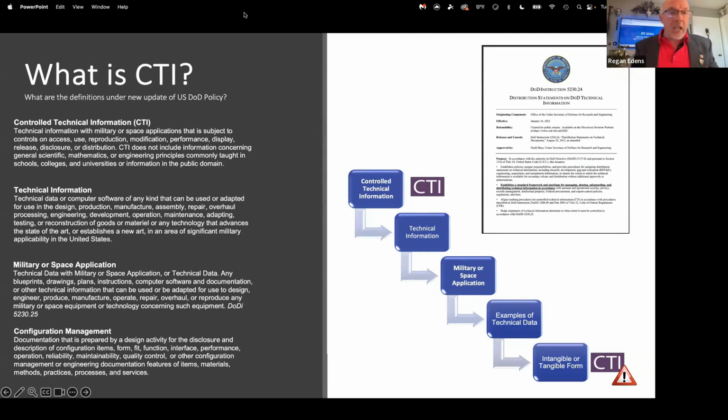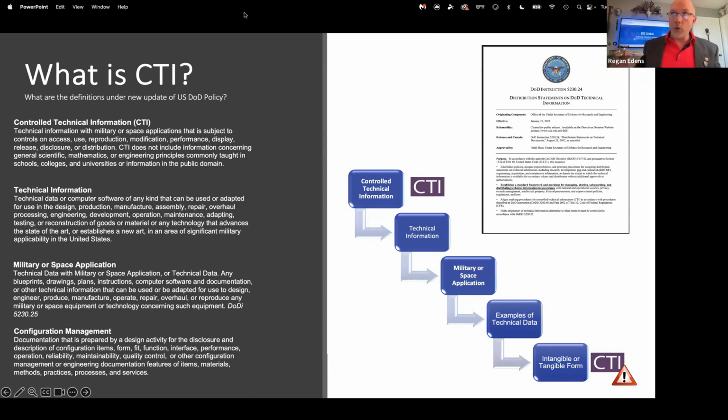Okay. So controlled technical information has a specific definition, just like everything within DFARS 7012 and the CMMC requirements. If you don't know that definition, you're wrong, because you can't determine what is and is not true without it. Controlled technical information is technical information with military or space applications that is subject to controls on access, use, reproduction, modification, performance, display, release, disclosure, and distribution. CTI does not include, and this is the only exemption for what is or is not CTI with regard to technical information within the DoD category, information concerning general, scientific, mathematical, or engineering principles commonly taught in schools, colleges, universities, or information in the public domain. If it meets that exception, it is not CTI.